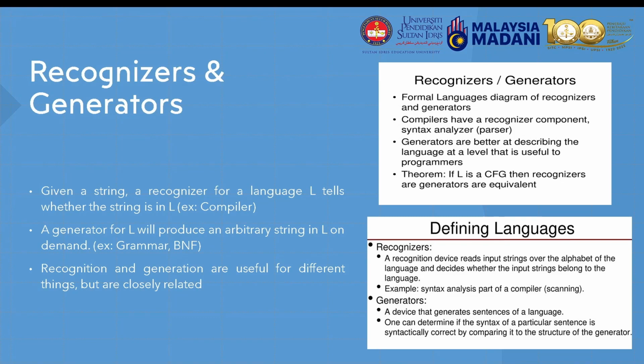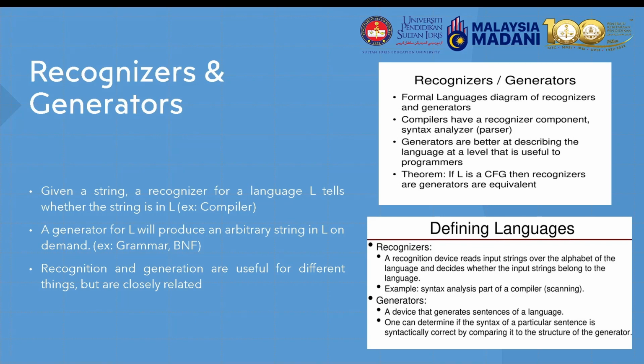Okay, kita teruskan. Okay, we have defining languages. We have recognizer and then we have generator. Okay, a recognizer device reads the input string of the alphabet of a language and decides whether the input string belongs to the language. Okay, this is a part of a compiler. For example, like I said before, it is a recognition device. We call it R. R for roti. And then we have a generator, a device that generates sentences of a language.